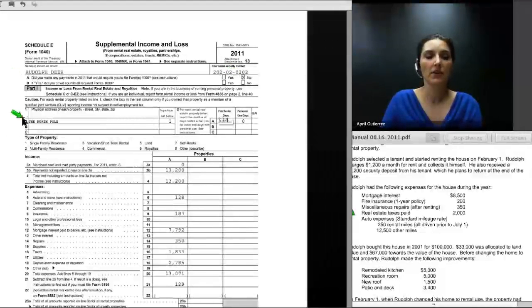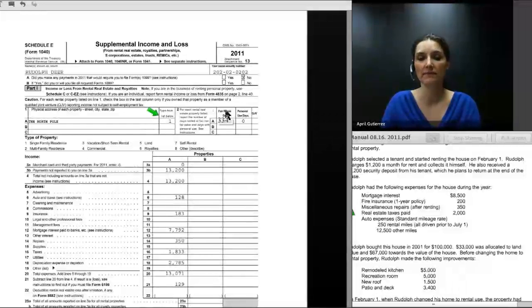On line 1, we enter the address of the property, which we said was at the North Pole. It asks for the type of property from the list below, and if you go down the list, we have single-family residence. That's the kind of home that Rudolph is renting, so we enter code 1 to indicate that it is a single-family residence. Next on line 2, it asks us to enter the fair rental days.